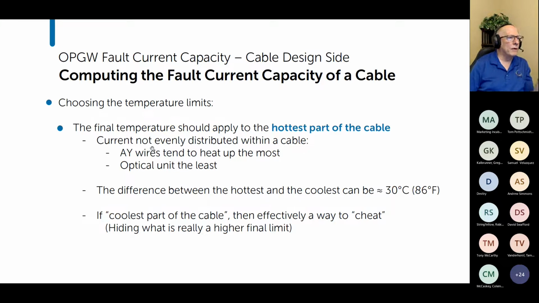It turns out that the current is not going to be evenly distributed within the cable. Your aluminum alloy wires are going to tend to heat up the most, and your optical unit is going to tend to heat up the least. And the difference you can get between the two can easily be 30 degrees C. So if supplier A is using this definition and another supplier is defining it as the coolest part of the cable, meaning the optical unit, that becomes effectively a way to cheat. So they're hiding what is really a higher final limit.